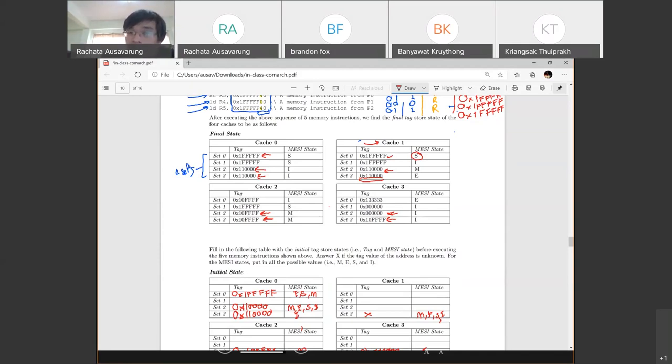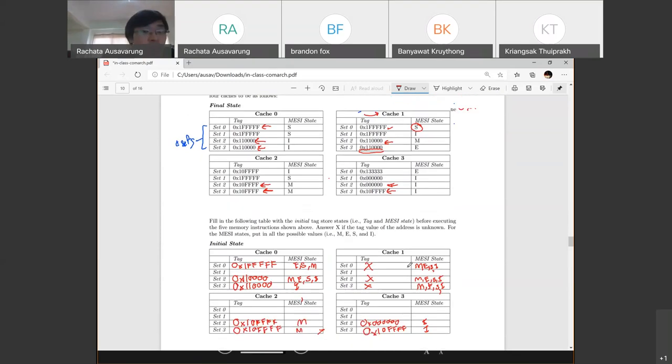Processor 1 load to R4, I'm going to flush this cache. Processor 1 now has the most updated version of the data. Before this, I don't know what tag it has, and it can be in any of these states, MESI. I forgot to do this one as well. We have the load, store to cache 2. So before this, it can be in any of the states.